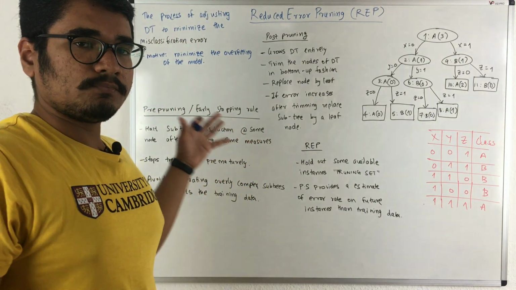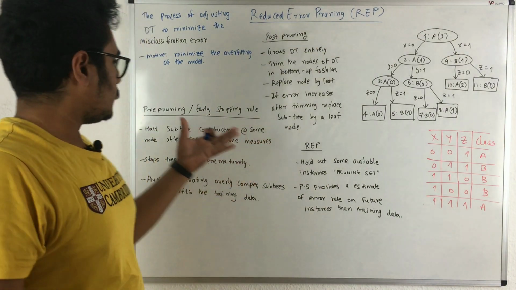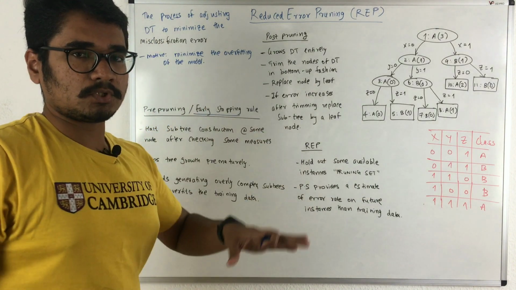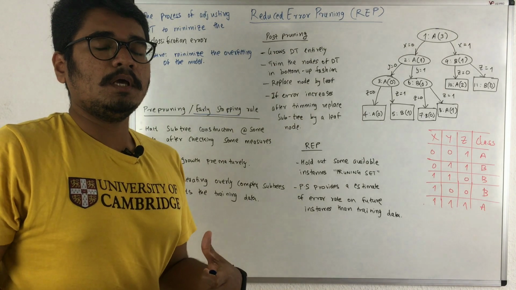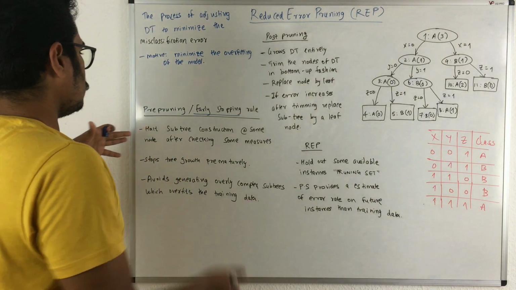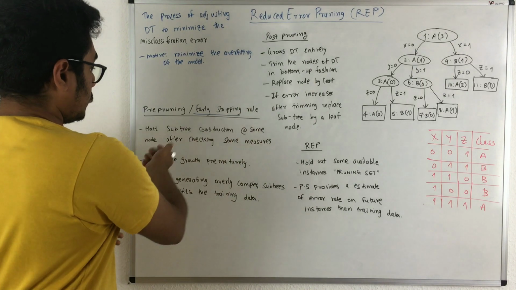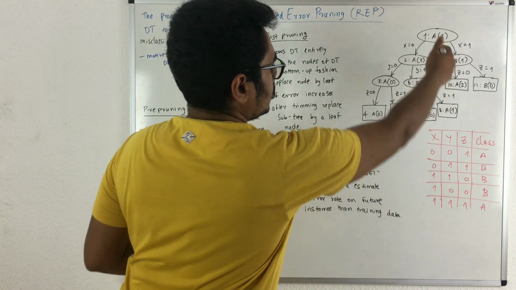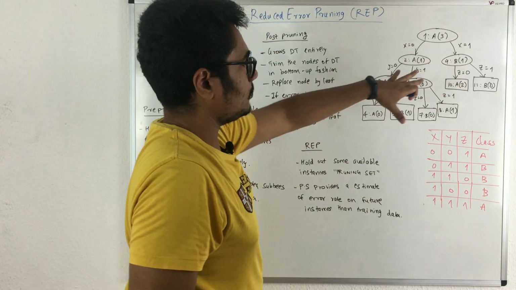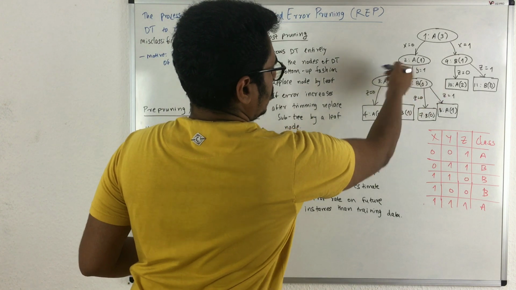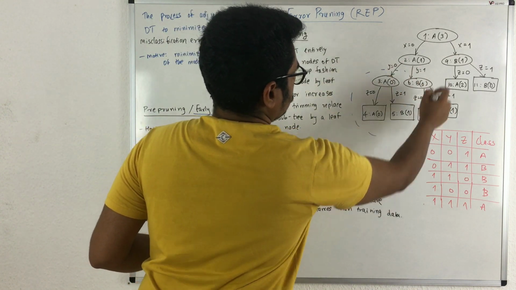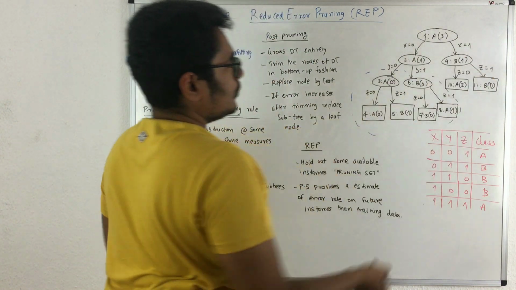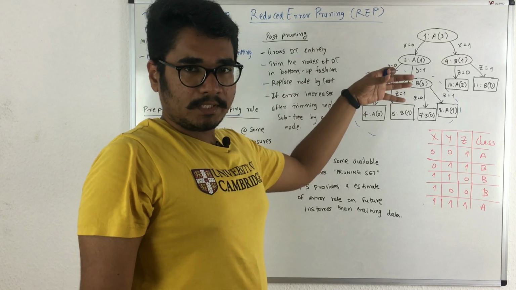Our first method is called pre-pruning, also called the early stopping rule. From the name itself, early stopping means we stop the tree growth before it is completely built, and you halt the subtree construction at some particular node after checking some measures. Say you have this decision tree with some nodes, edges and leaves. A subtree can be considered like this: this is a left subtree, this is a right subtree. You try to halt the subtree construction.